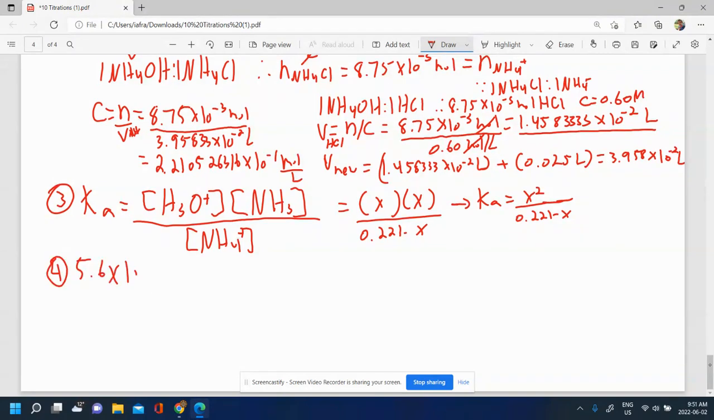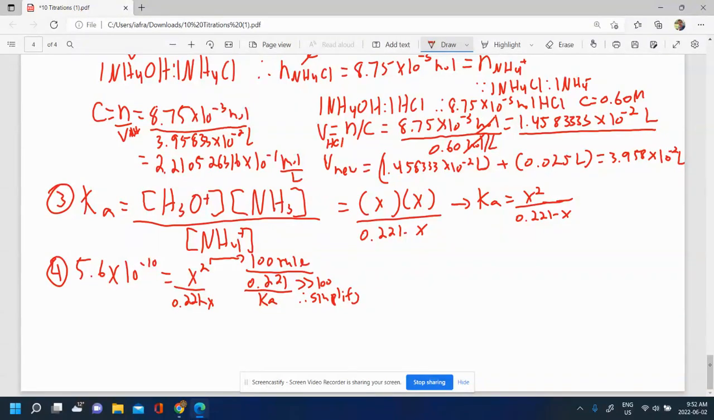5.6 times 10 to the power of negative 10 is equal to X squared over 0.221 minus X. I'm going to do the 100 rule test because I want to save myself some time here. So it's the initial concentration, 0.221, over the Ka value we just found from the table, 5.6 times 10 to the power of negative 10. And if you do that, you'll see it is greater than 100. Therefore, we can simplify.